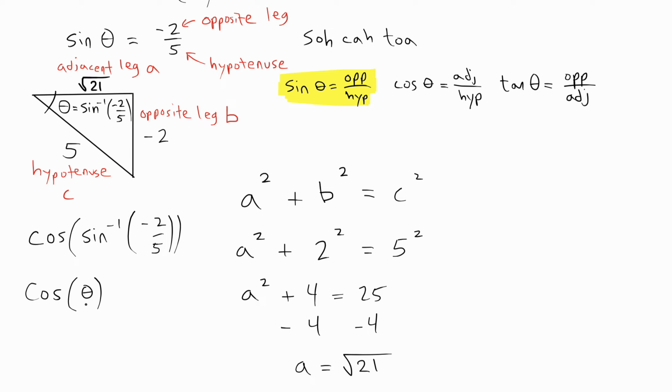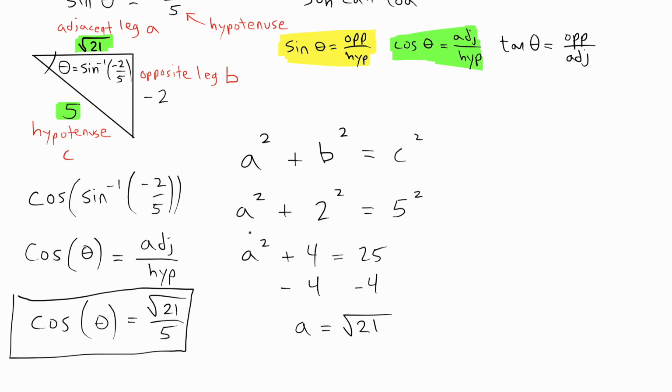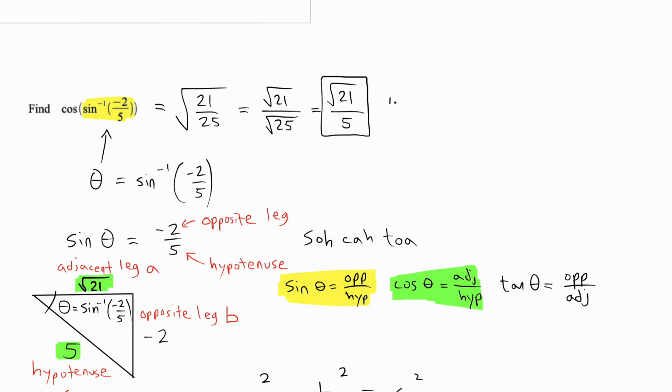So if we want to know the cosine of it, we should use the SOHCAHTOA concept that the cosine of the angle is defined as the adjacent side over the hypotenuse. So our adjacent side here is going to be the radical 21, and the hypotenuse is 5. And therefore, we're going to get the final answer of radical 21 over 5, which matches what the calculator had said.